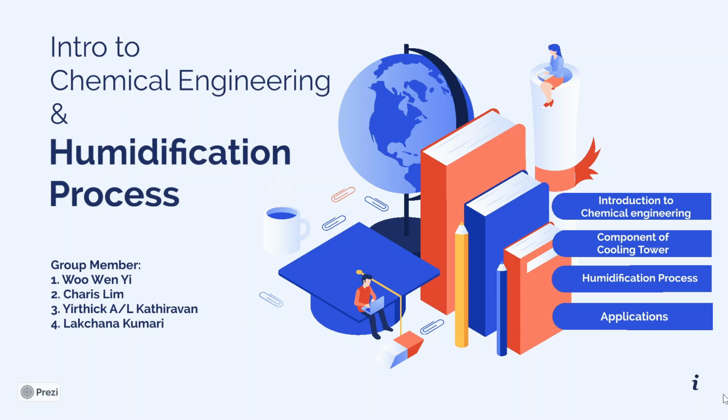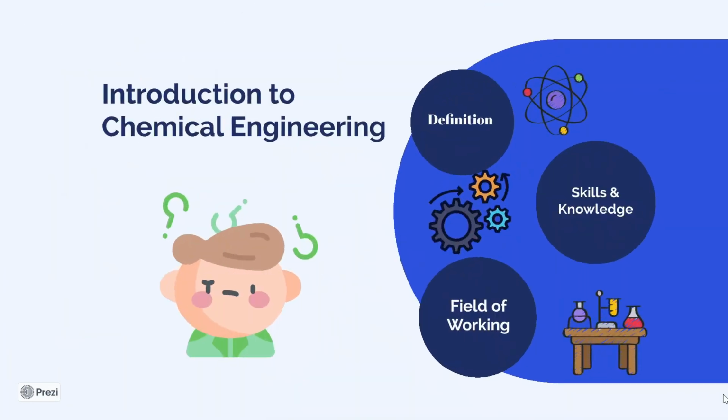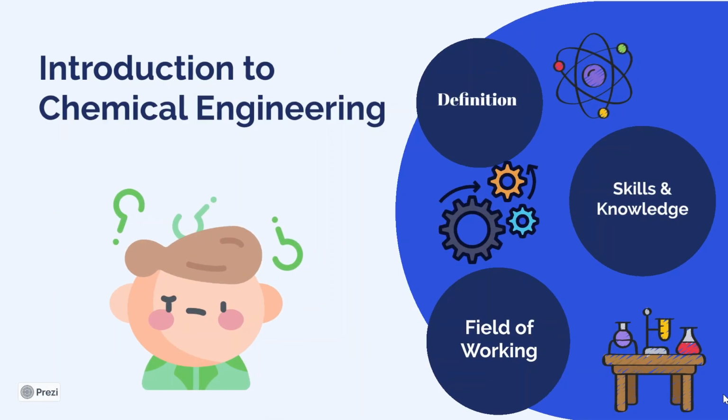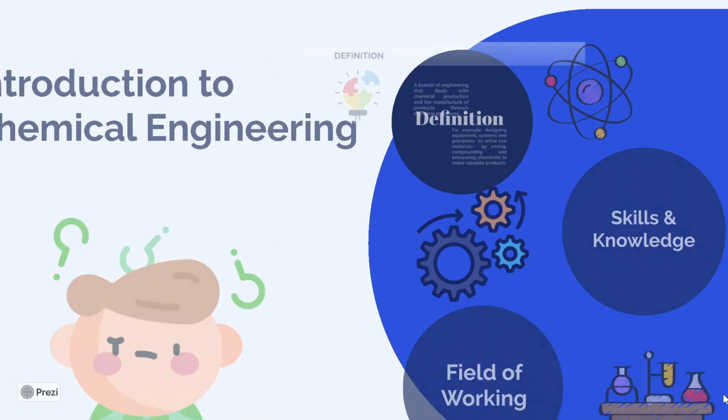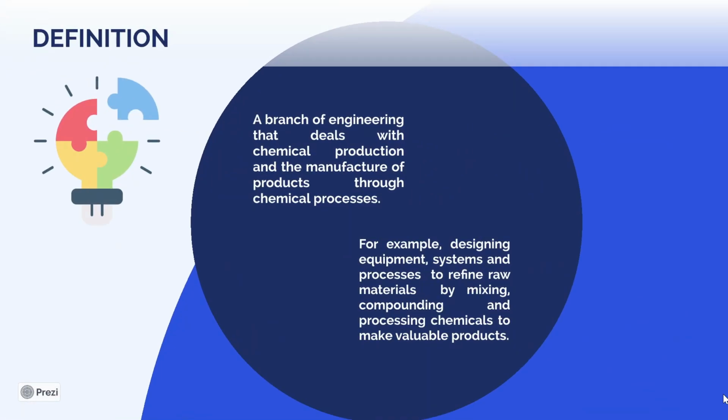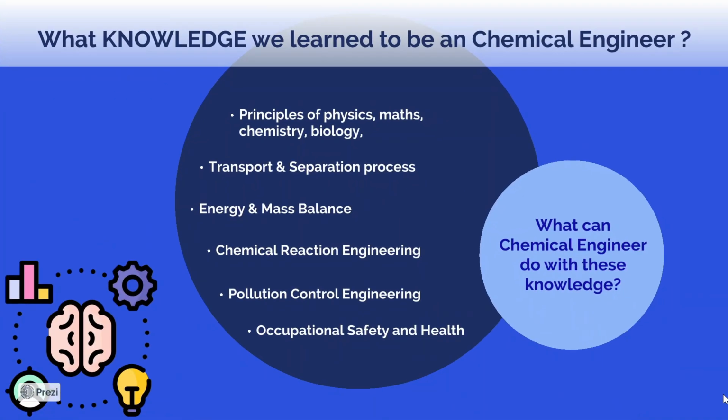Have you guys ever wondered what a chemical engineer does? Now, let me bring you some figures about chemical engineering. It's actually a branch of engineering that deals with chemical production and the manufacture of products through chemical processes. This includes designing equipment, systems and processes to refine raw material by mixing, compounding and processing chemicals to make valuable products. In order to become a qualified chemical engineer, we have to learn some specific knowledge.